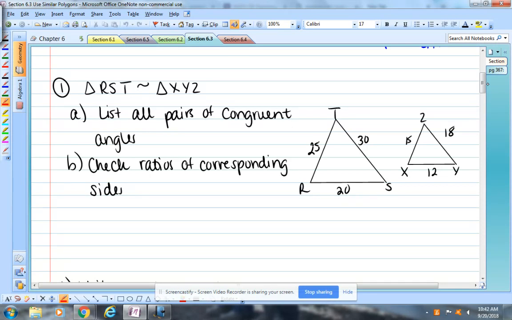Draw those triangles, please. And write down that similarity statement that they gave you. Triangle RST is similar to XYZ. And I'm going to write that up there on our board somewhere.